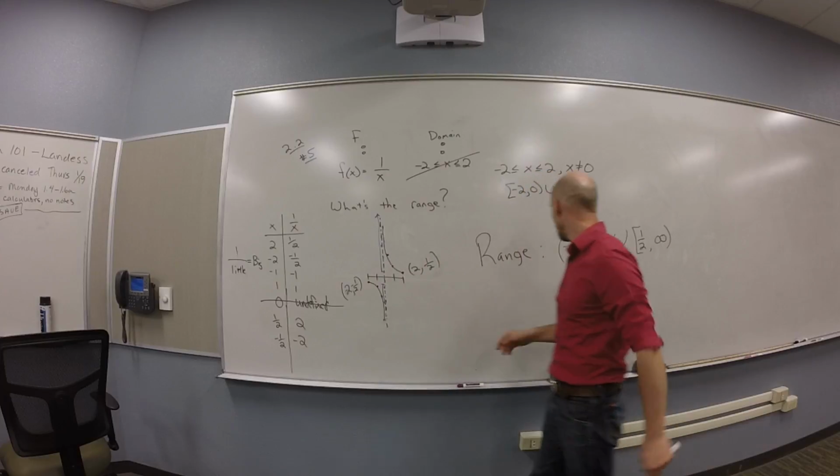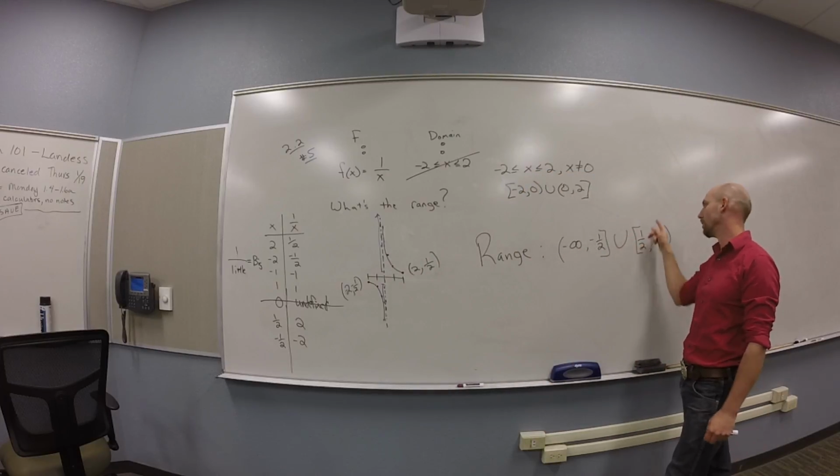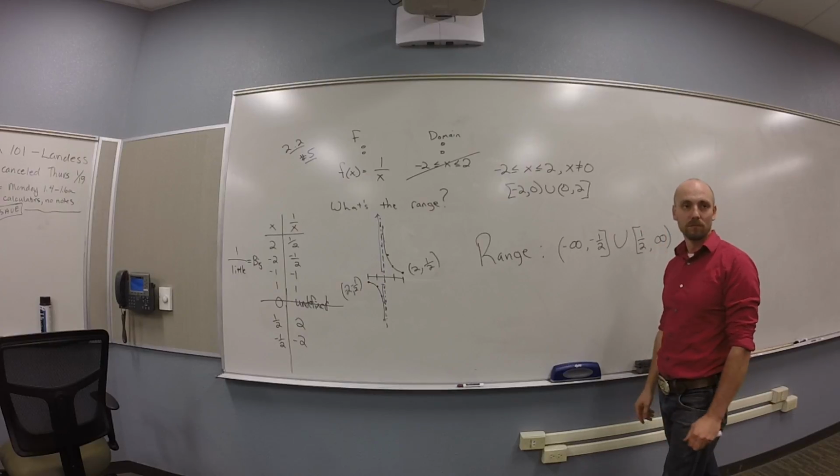Well, yeah, exactly. I'd have negative infinity up to 0, open, union, open 0 up to positive infinity. You guys cool with that?